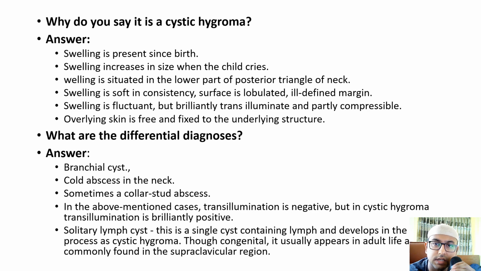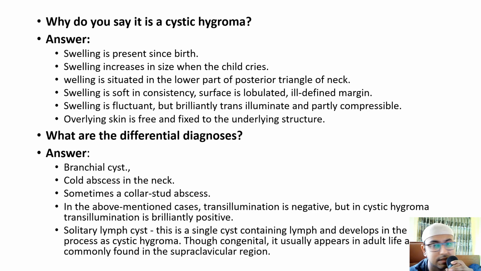What are the differential diagnoses? They are branchial cyst, cold abscess in the neck, and sometimes a collar-stud abscess, that is, in this area you may have a collar-stud abscess or a tubercular ulcer followed by abscess rupture. In the above mentioned cases transillumination is negative, but in cystic hygroma transillumination is brilliantly positive.